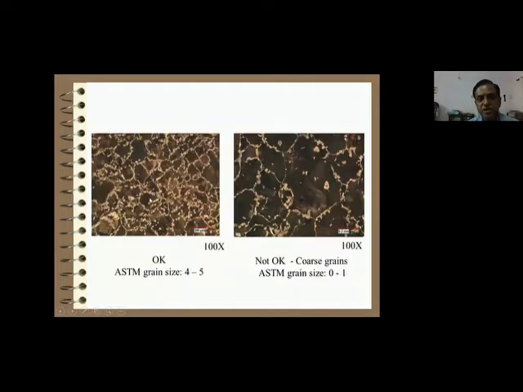Then this is a microstructure at 100 magnification. Again, you see grain size 4 to 5, some microalloy steel microstructure where we are getting ASTM 4 to 5. And if the process is not controlled and temperature is very high, there are chances that you can get very coarse grain, here ASTM 0 to 1. If we get such type of coarse grain, that is not acceptable, and that component is then rejected. That means the control in the forging is not good.